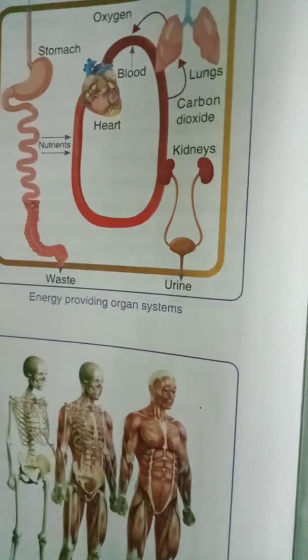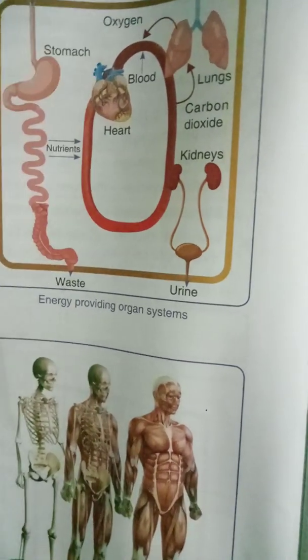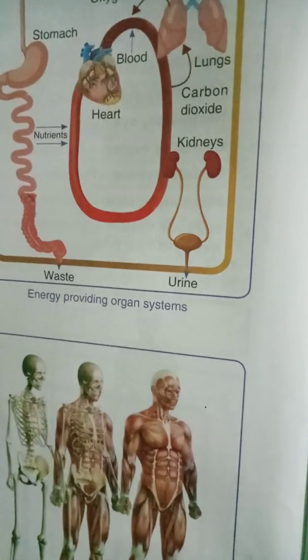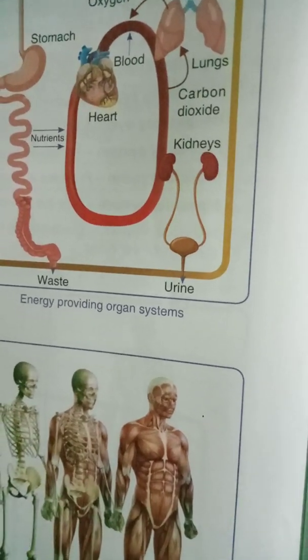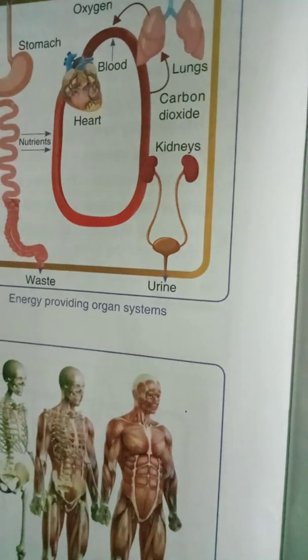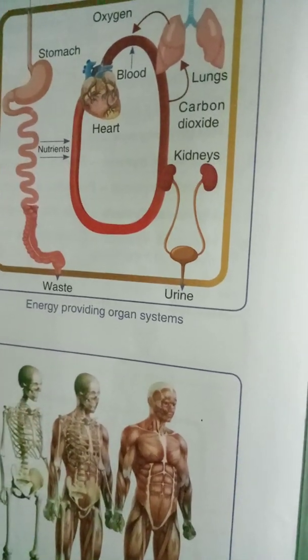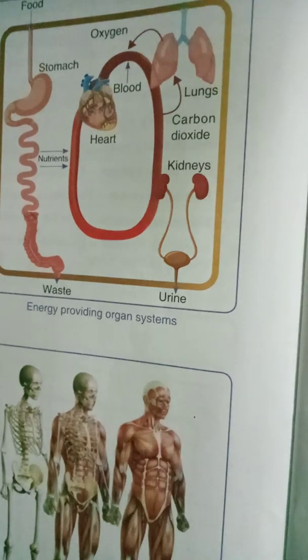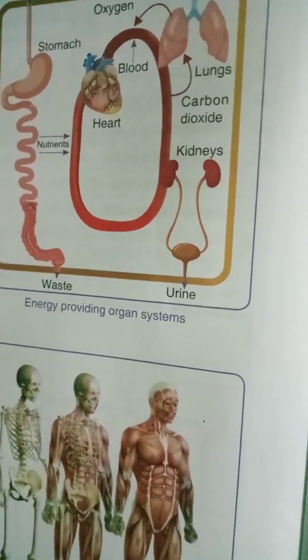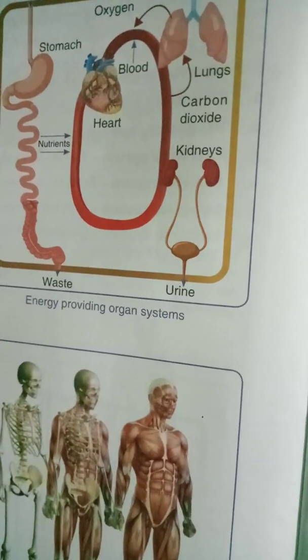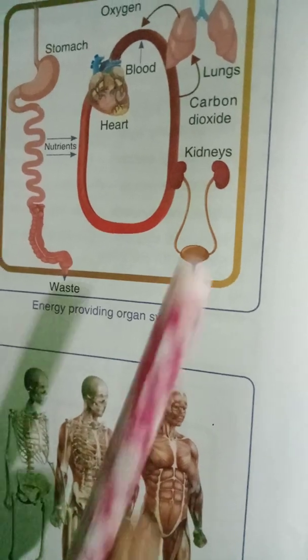This picture shows the excretory system. Okay. So this excretory system throws out the waste material from our body. All the waste produced in this process is thrown out of the body by the excretory system. Okay children, so this is the kidney.